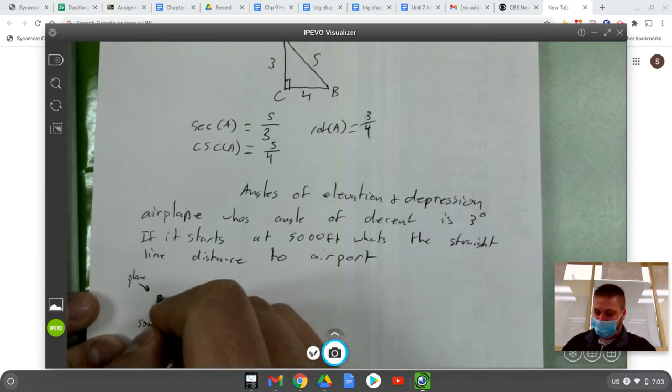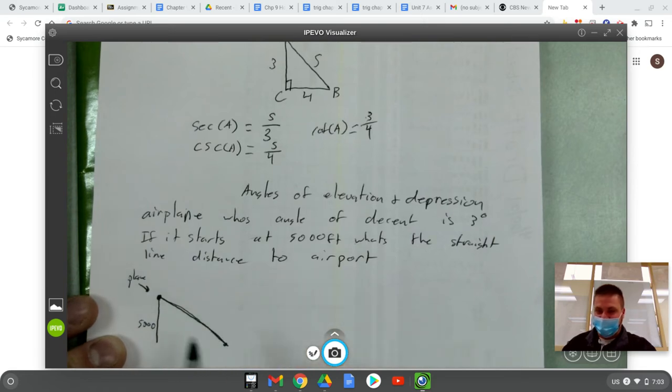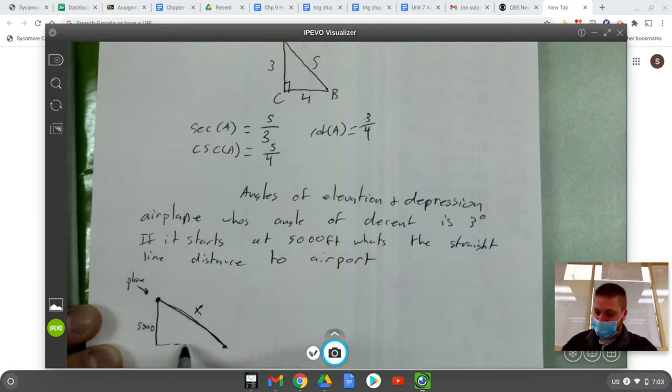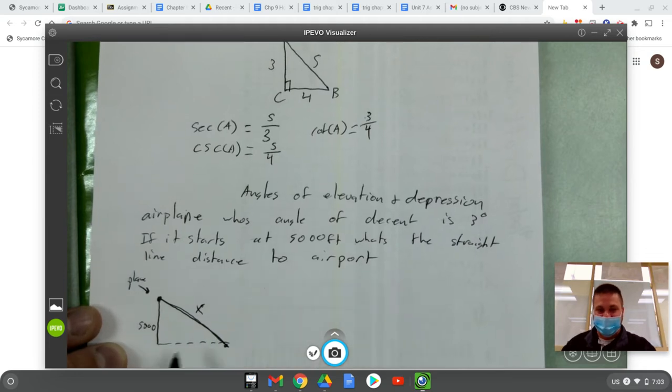Now, they said that this is the straight line distance. This is what we want to find. If they wanted this, we'll put it in a dashed line, they would say the ground distance, they might call this. They're going to word these things in different ways, but it's 5,000 feet up, and the straight line distance is what we're finding.